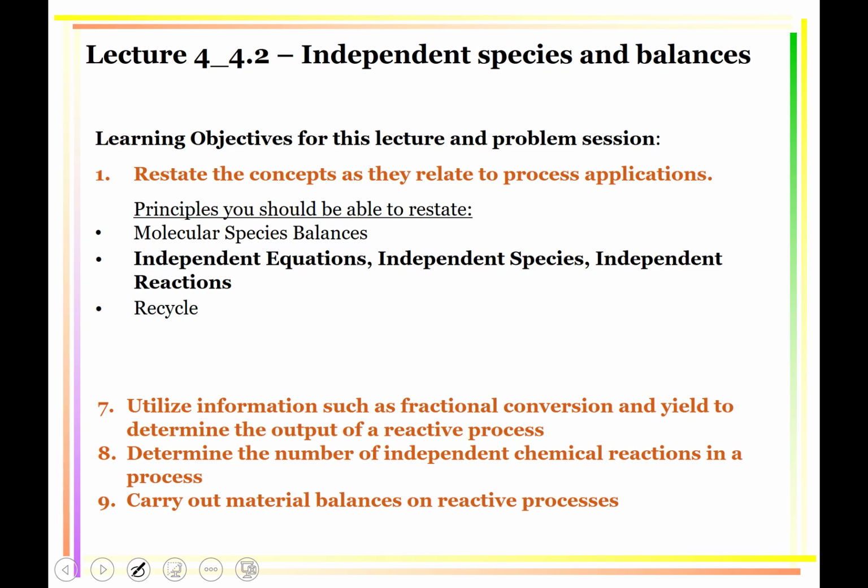In this second lecture of reactive material balances, we are going to talk about independent species, independent equations, and independent reactions. This is a concept that students struggle with, and it takes a little bit of practice. So let's see.